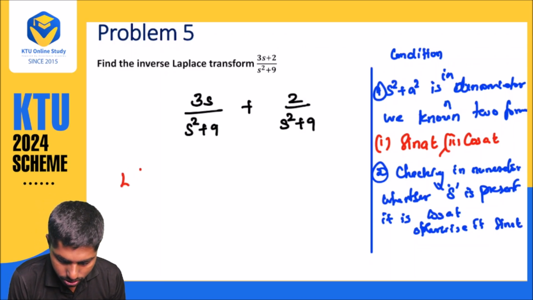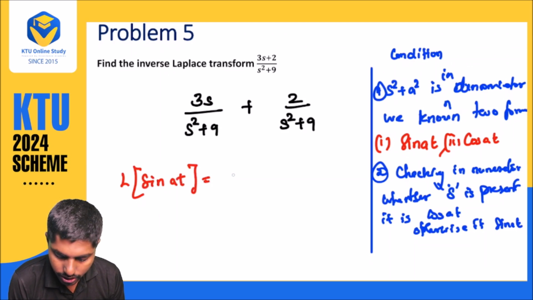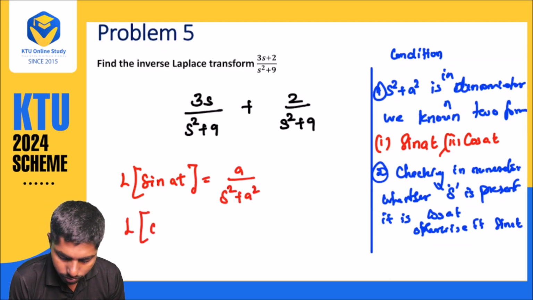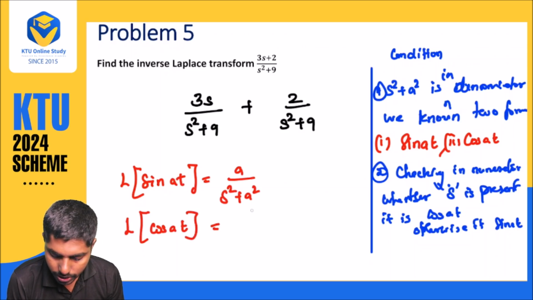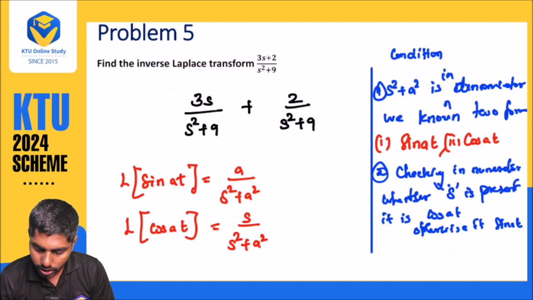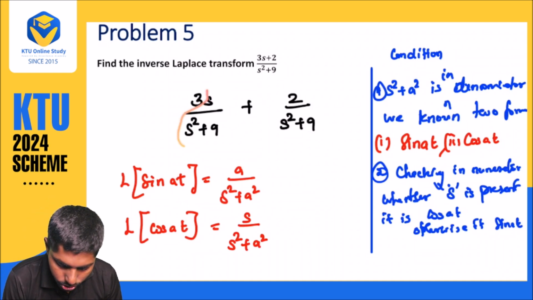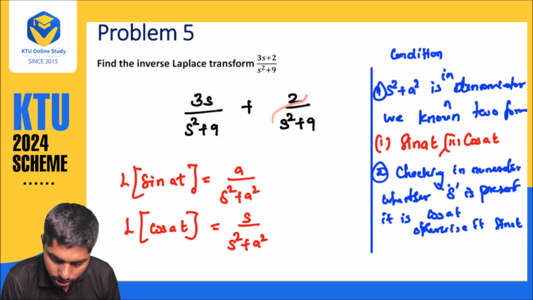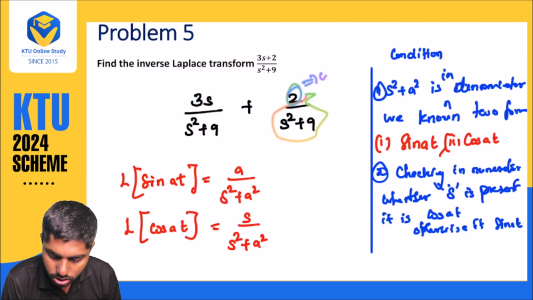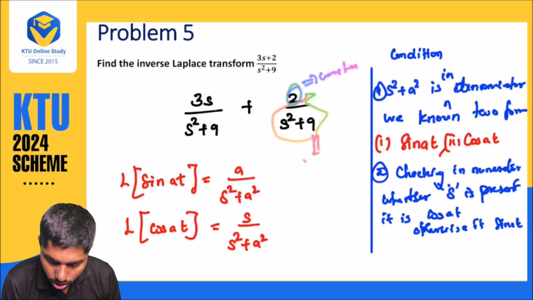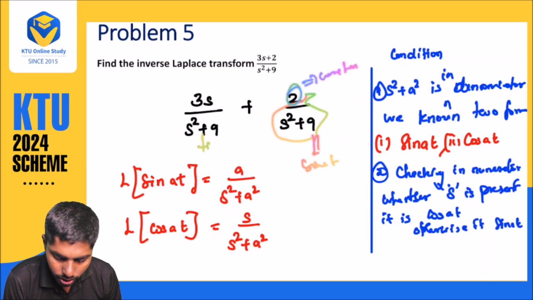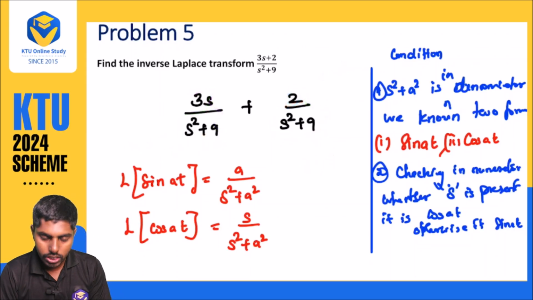So we know Laplace of sine at is nothing but a divided by x square plus a square. Similarly, Laplace of cos at is nothing but x divided by x square plus a square. So now just observe the question. When we are splitting, what will happen here? Here x is in the numerator over x square plus 9, so that belongs to the cos at formula, and here a constant is there, so this one belongs to the sine at formula. Just substitute in the formula.